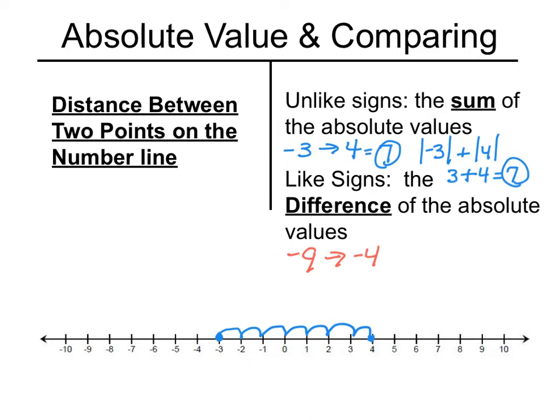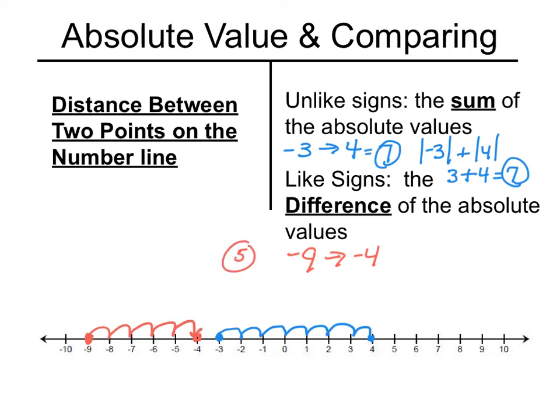Now, what do you do if you have like signs? Well, if you have like signs, you're going to find the difference of the absolute values. So now I want to say, how far is -9 and -4? How far apart are they? Well, if I put them on the graph and count the spaces, here's -9 and -4, and I count. They're 1, 2, 3, 4, 5 spaces apart.